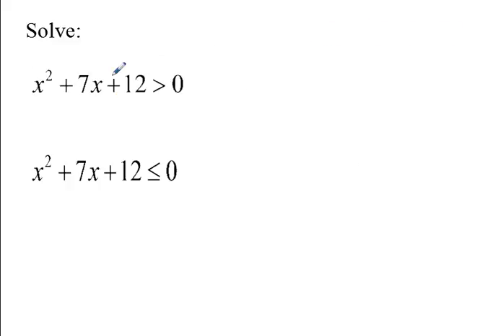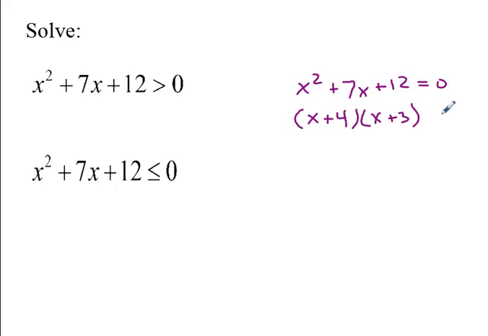We have x squared plus 7x plus 12 greater than 0. We also want to know when it's less than or equal to 0. But to solve this problem, we're going to start off with this equation, x squared plus 7x plus 12, and we're going to find when it equals 0. We're going to do this by factoring. Factors of 12 that add to 7 are going to be 4 and 3. And we then get that x equals -4 or -3.